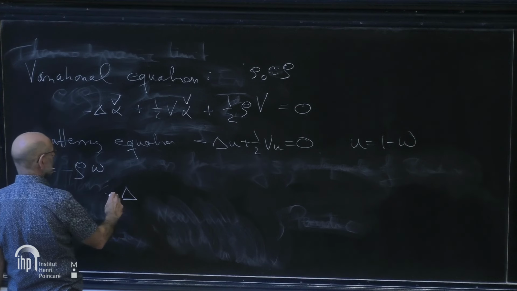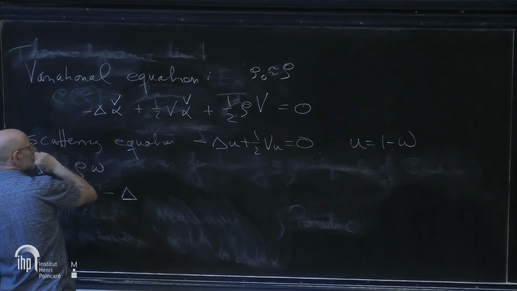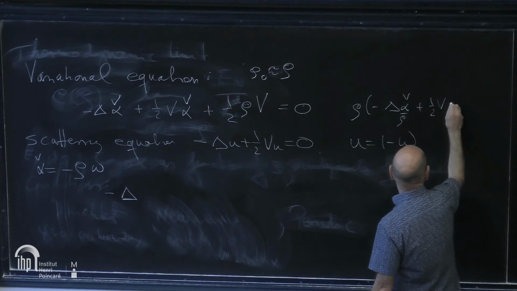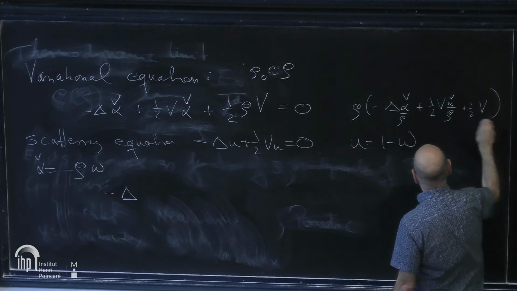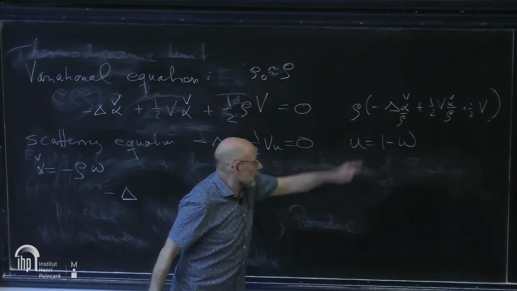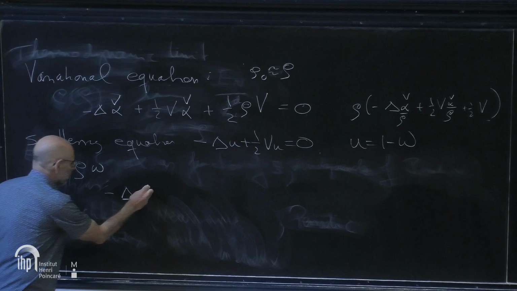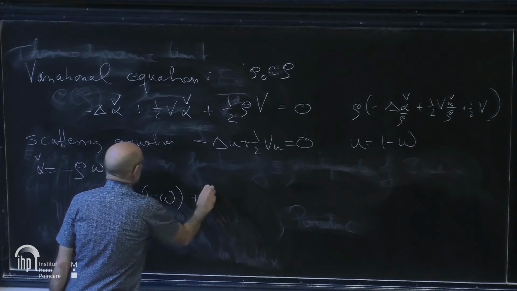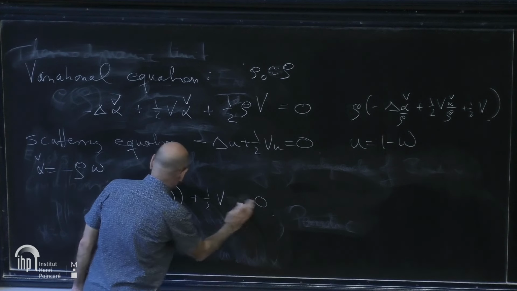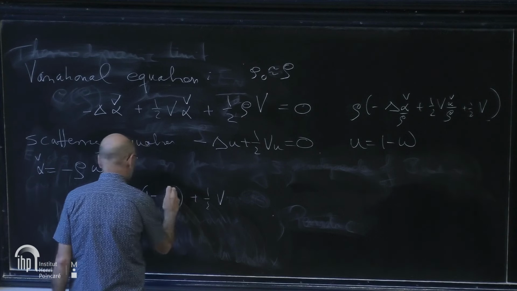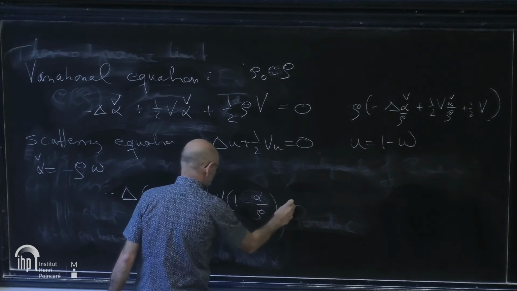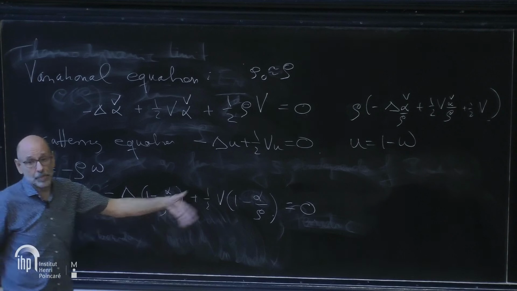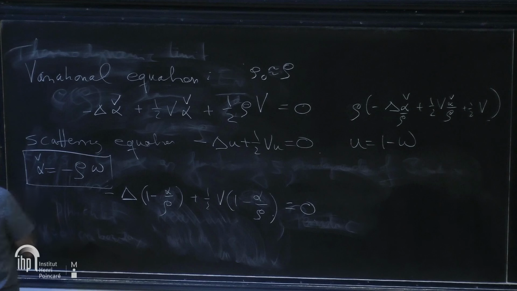So maybe let me pull out a rho from here. And then you see that the alpha over rho is just the omega, so I can write this as 1 minus omega, since the Laplacian doesn't see the 1. And for the other two, you get exactly the 1 half v. That's the equation that I have over there. That's exactly the same as the scattering equation. Now you can plug this back in, and you find that you get the scattering length.